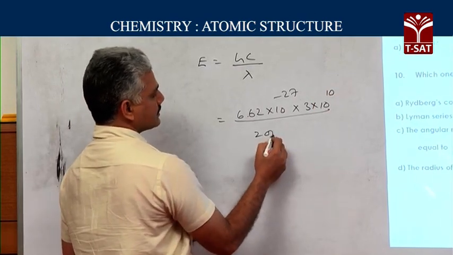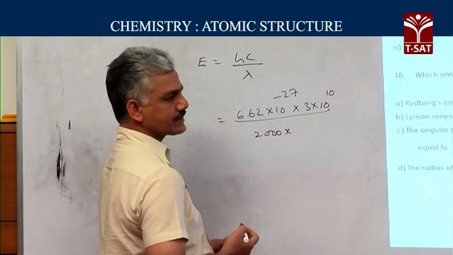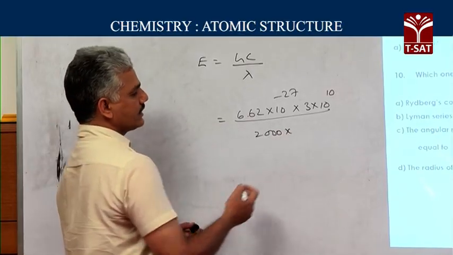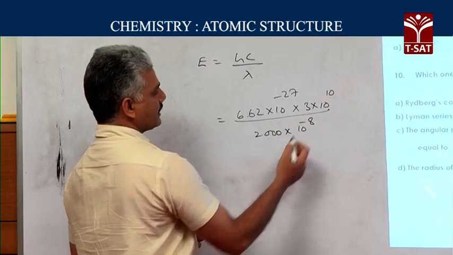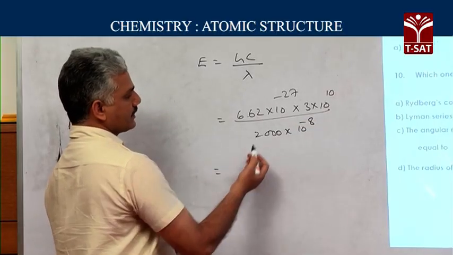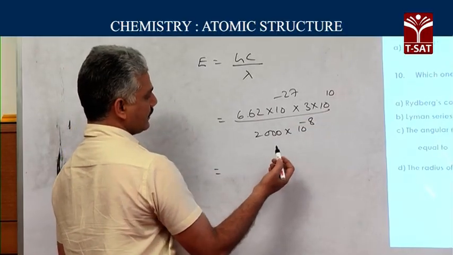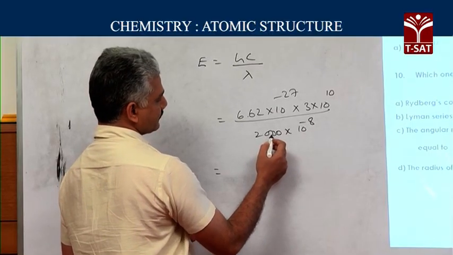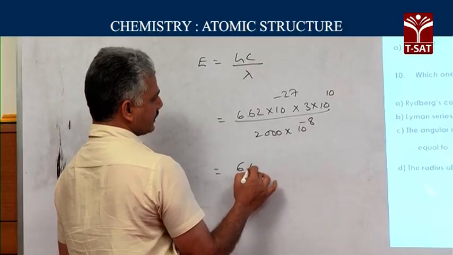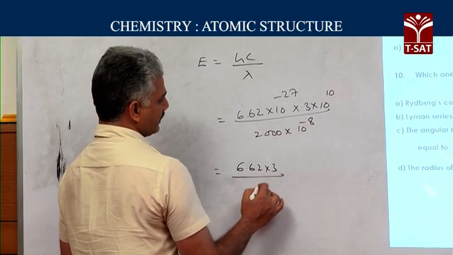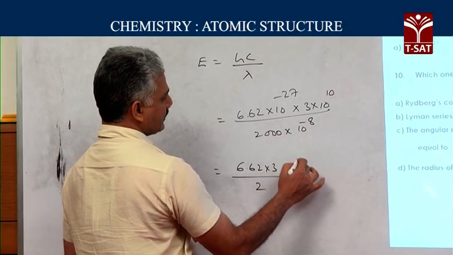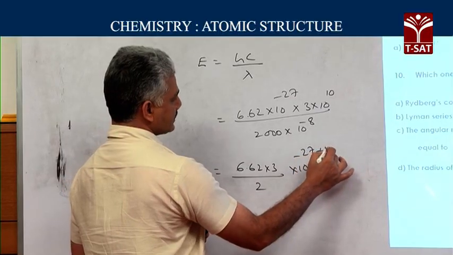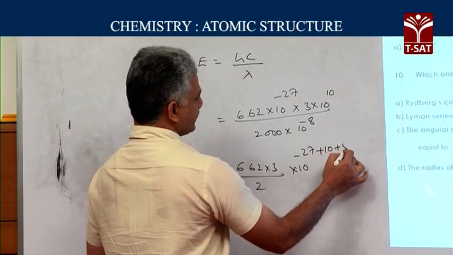Wavelength also has to be converted into centimeters. 1 angstrom unit is equal to 10 power minus 8 centimeters. So, this on simplification will become 6.62 into 3 by 2 into 10 power minus 27 plus 10 plus 5.